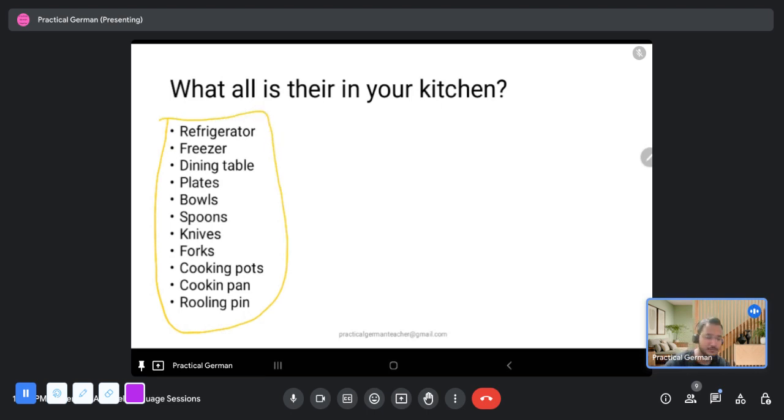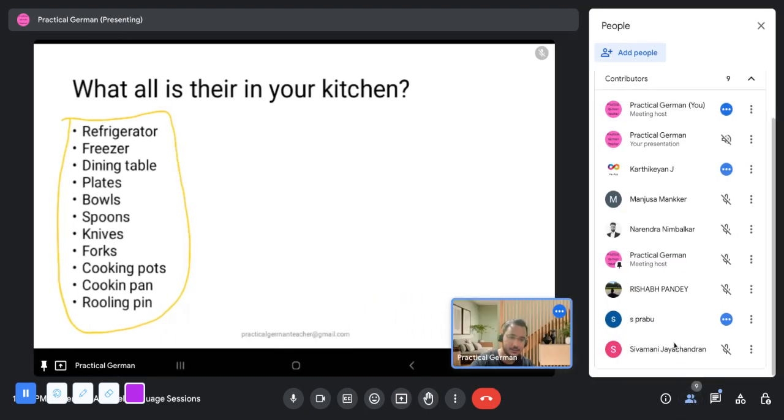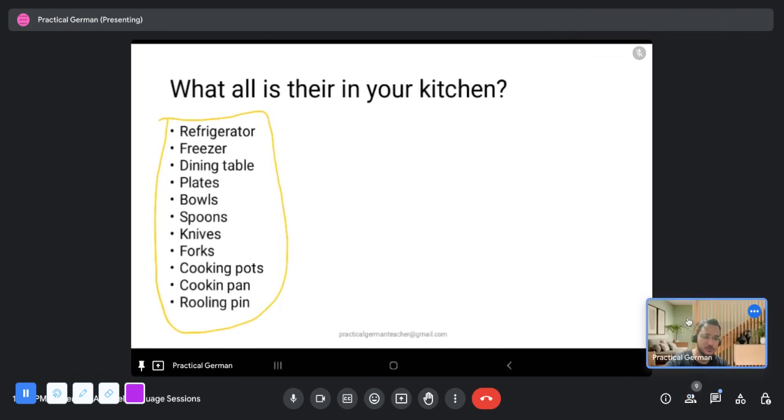Anyone else apart from Sivamani who wants to play? Narendra, feel like playing? Okay, doesn't want to play. He's not in the call. Okay. Yes, Prabhu, do you want to? Sorry, I don't know German words. Okay, no problem. Karthikeyan?